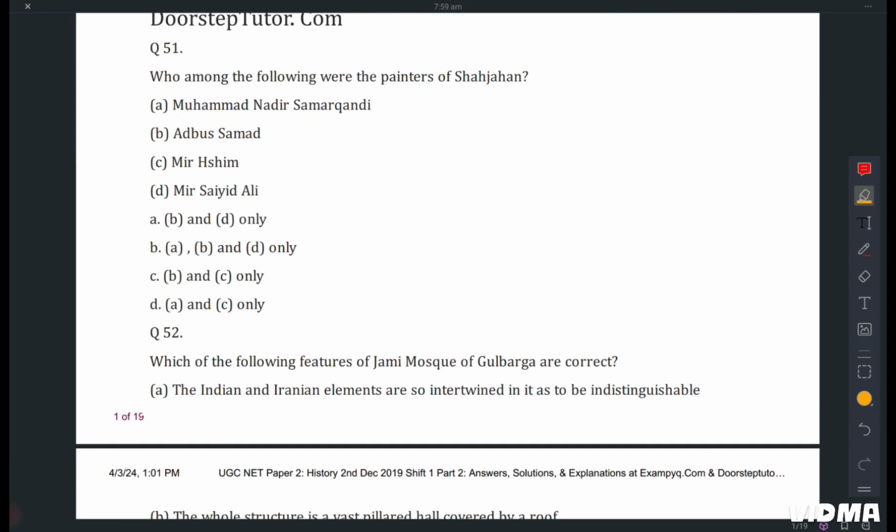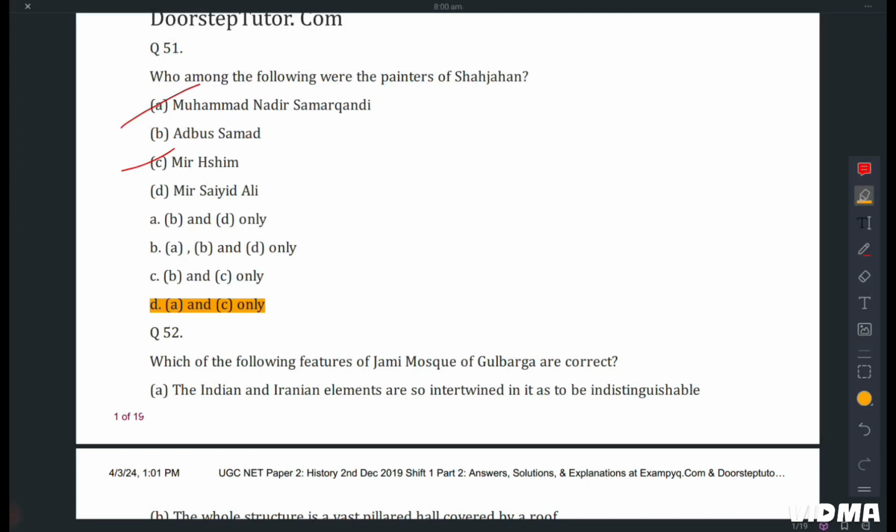Question number 51. Who among the following were painters of Shah Jahan? Muhammad Nadir Samarkandi, Abdul Samad, Mir Hashim or Mir Sayyid Ali? It is option D. Muhammad Nadir Samarkandi and Mir Hashim. Abdul Samad and Mir Sayyid Ali were associated with Akbar's court. And Abdul Samad was the one who came with Humayun and he was present in the court of Akbar.